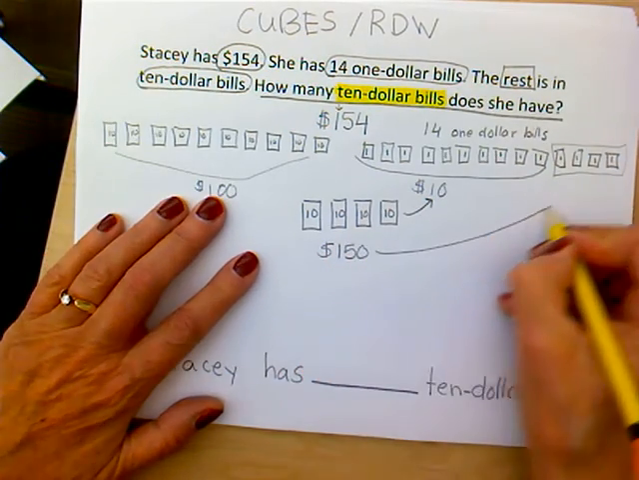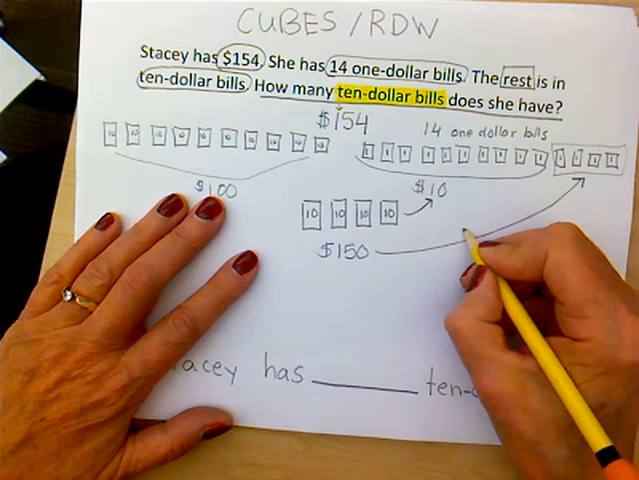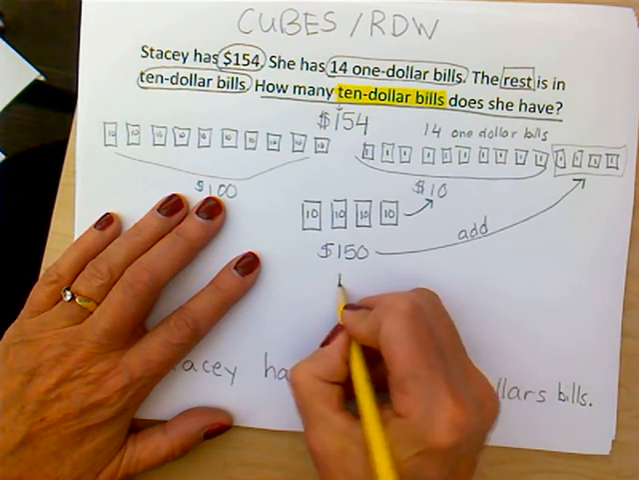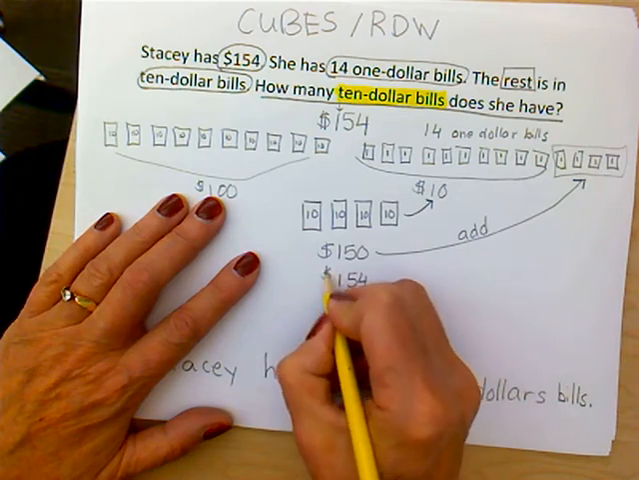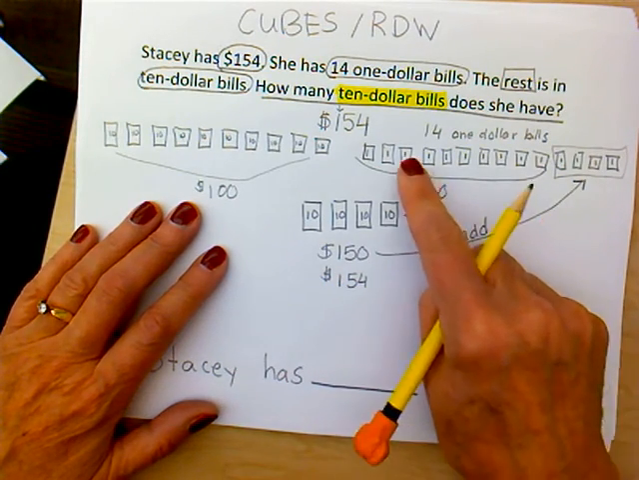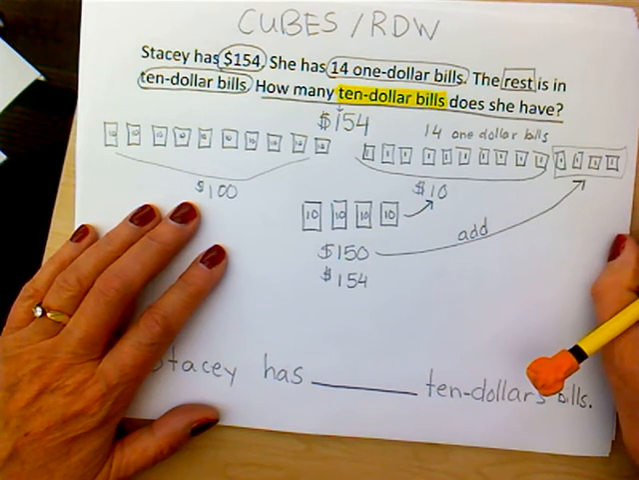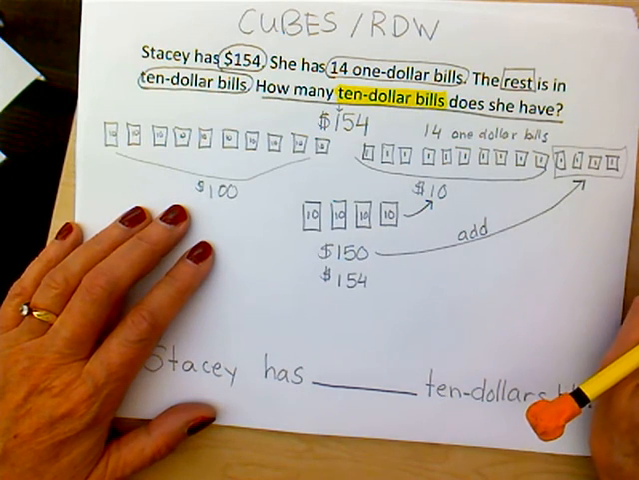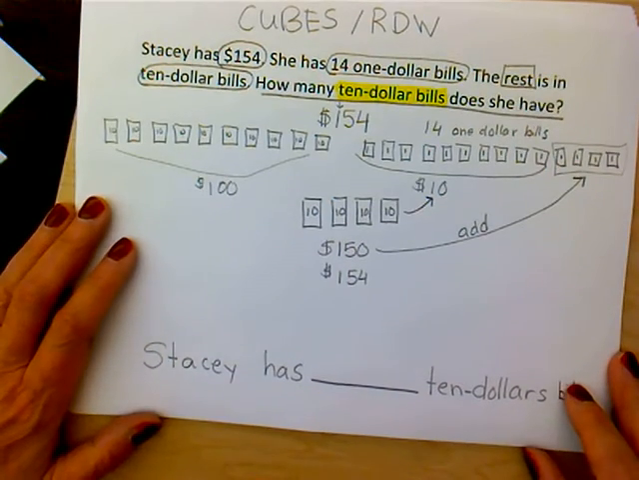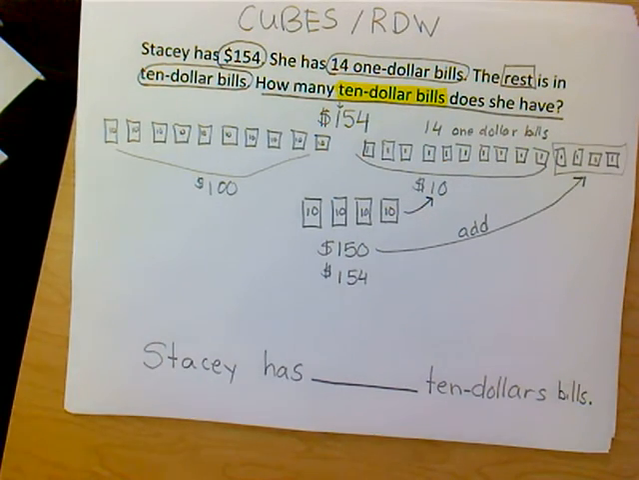And if I add in these four ones over there, I would have what I'm looking for, which is $154. Now, I don't get to exchange this for a $10 bill. It has to stay as 14 ones. The question I am trying to figure out is how many of those bills would be $10 bills. I've set that up for you pretty well, and I want you to see what you would write right there. Okay, I'm coming back.